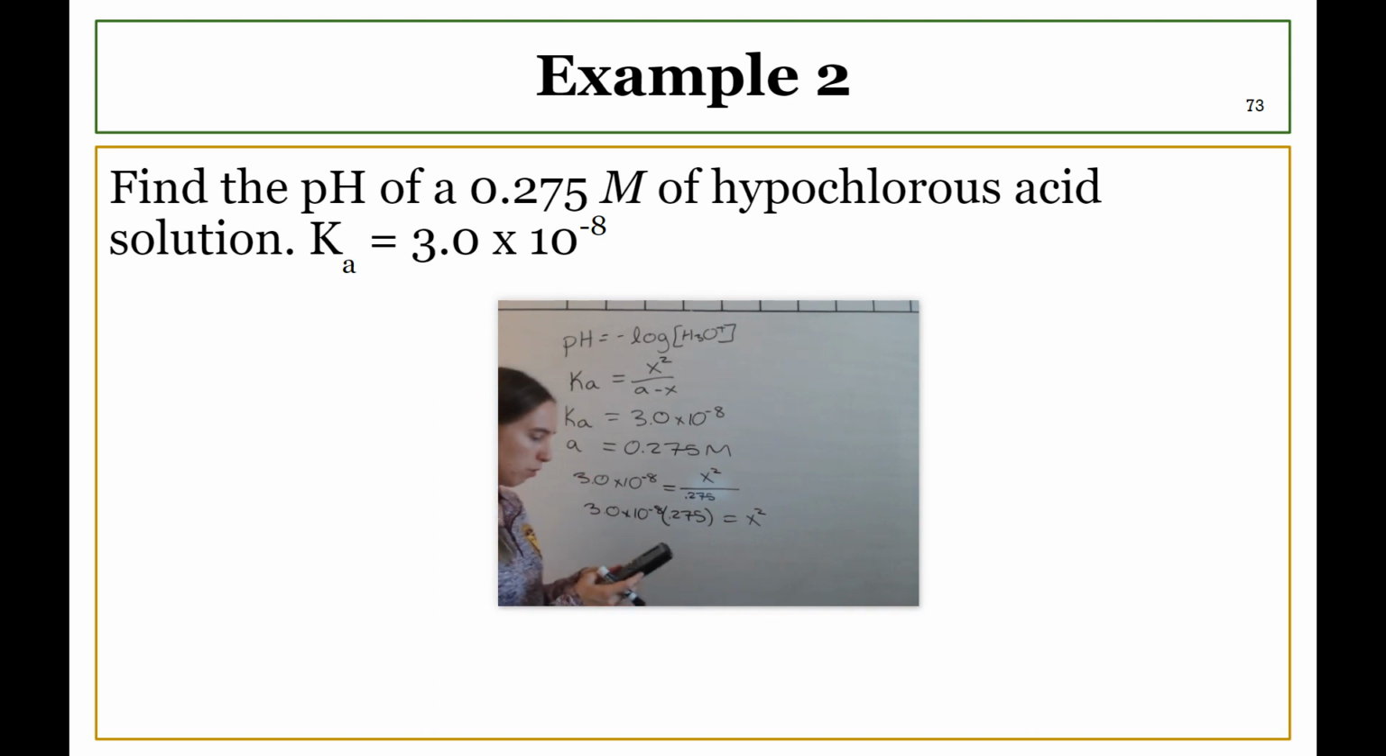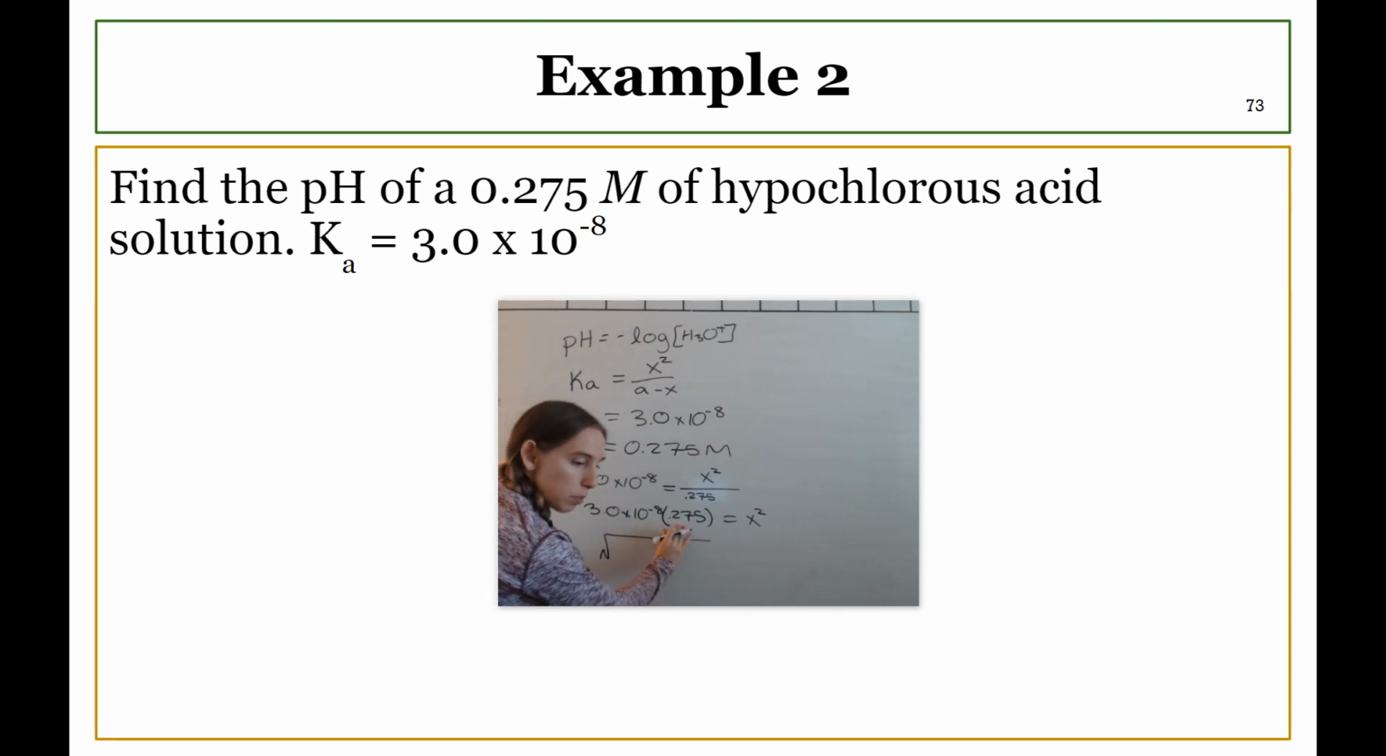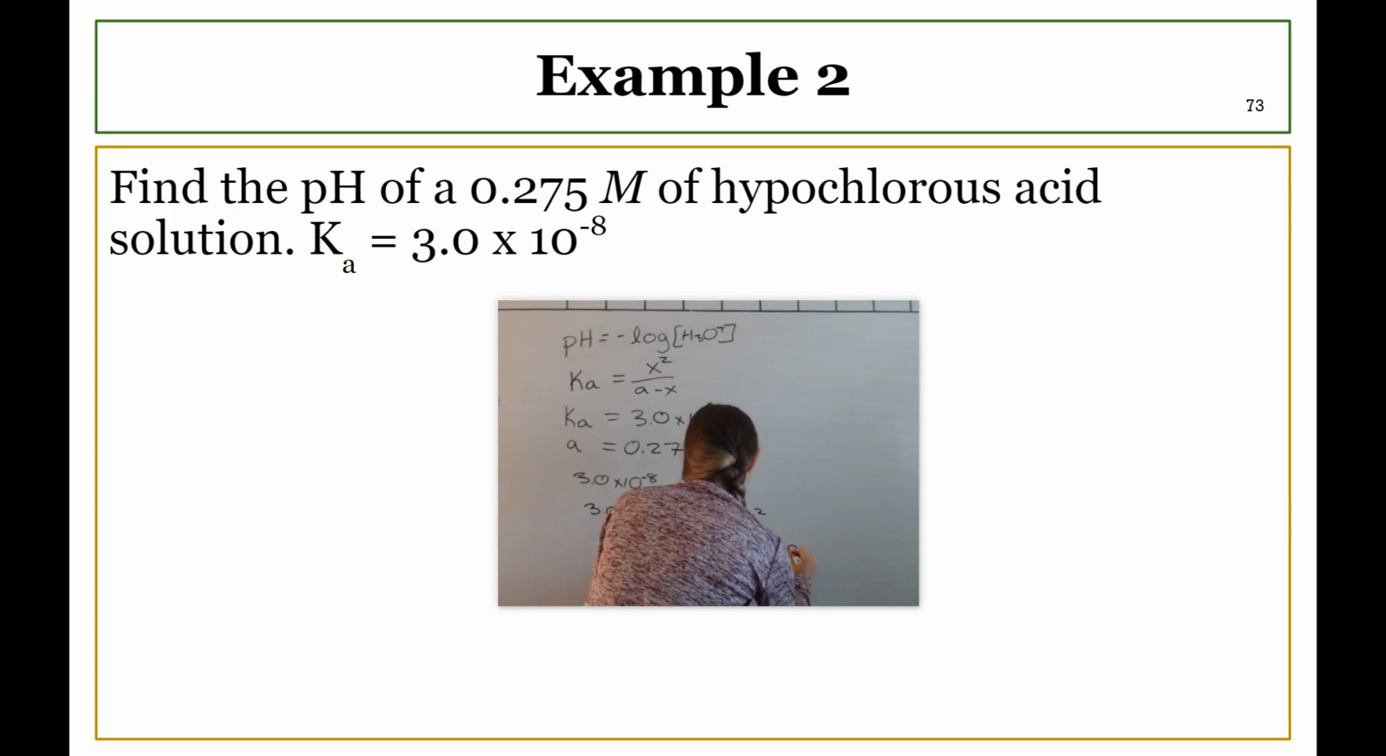Let's multiply those. 3 times 10 to the negative 8 times 0.275. So we need to take the square root of both sides. Taking the square root of these two multiplied, which is 8.25, and that is going to be equal to x. So let's do that. And then x is equal to 9.08 times 10 to the negative 5.